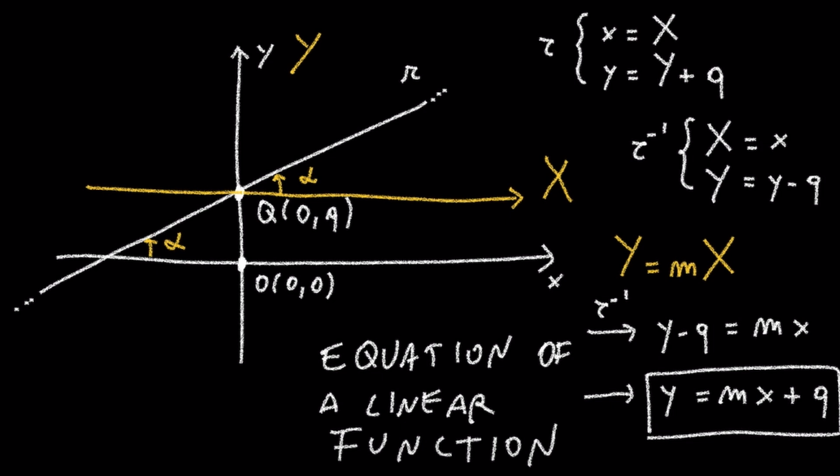By observing the figure, we can see that y equals mx plus q, which is the line r here, represents the set of points whose ordinates exceed those of the corresponding points on the line y equals mx, which is passing through the origin, by q. So this is q, this is q, this is q.